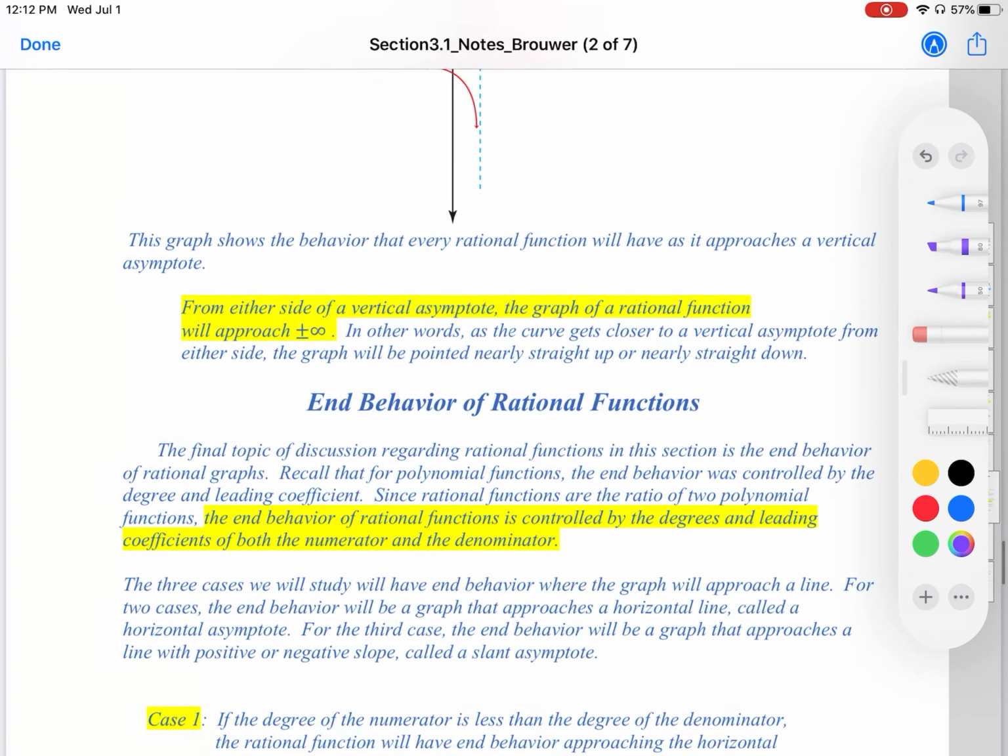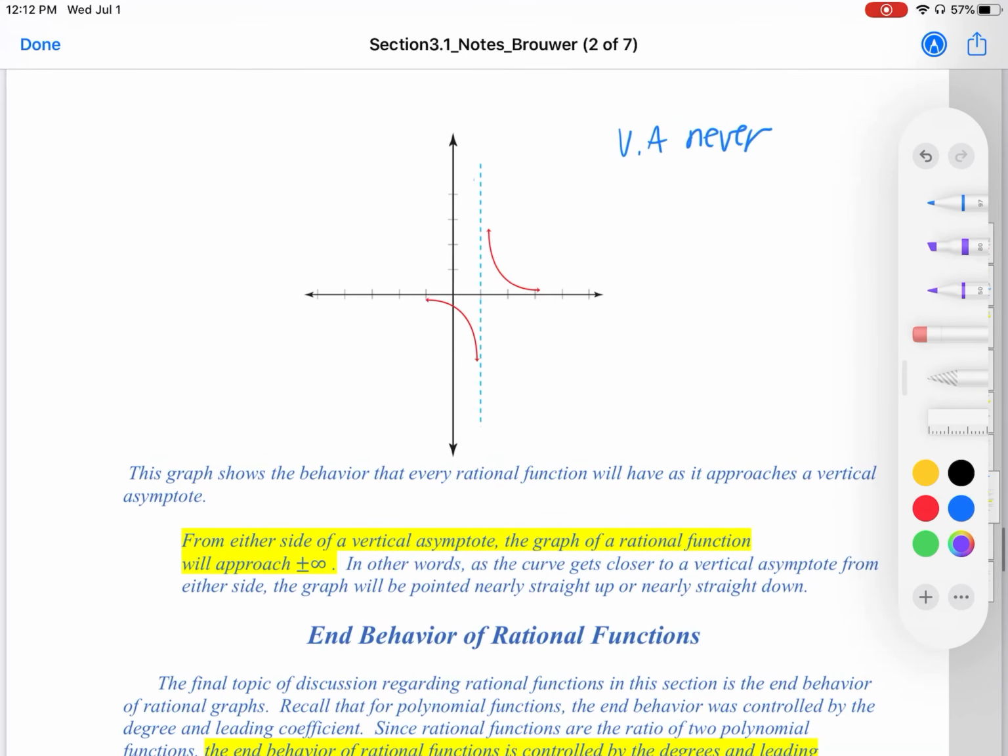This graph shows the end behavior that every rational function will have as it approaches a vertical asymptote. From either side of a vertical asymptote, the graph of a rational function will approach down to negative infinity or up to positive infinity. In other words, the curve gets closer to a vertical asymptote from either side of the graph.